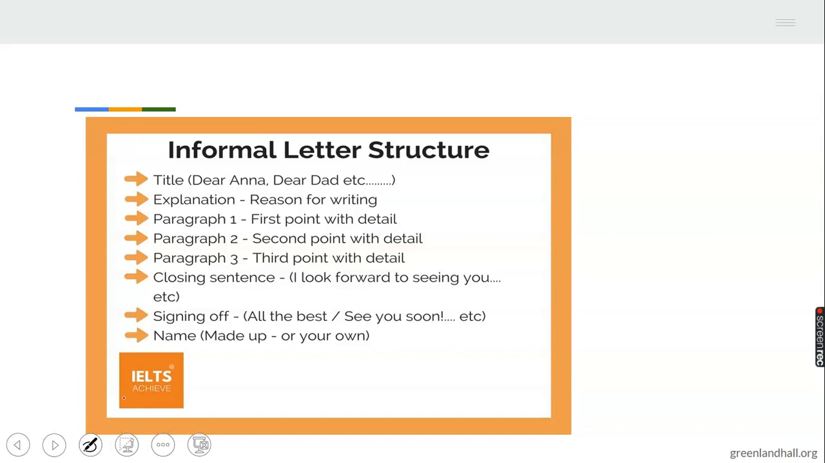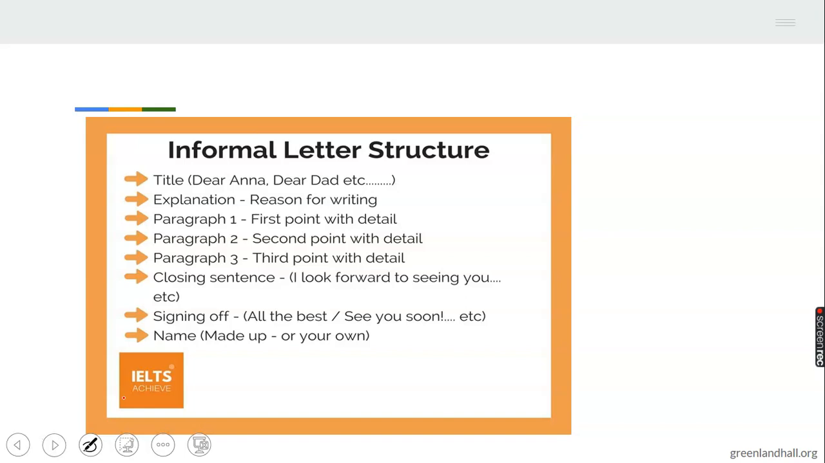Now, from the letter I've read to you, there are a lot of things that we see there. Number one, there is the title. It is that title that is also called the salutation. This is from the salutation down. Okay, so we have the title like Dear Hannah, Dear Dad, etc. Then we have the explanation that is in the body. The body. Then you have your first paragraph, that is your first point with details.